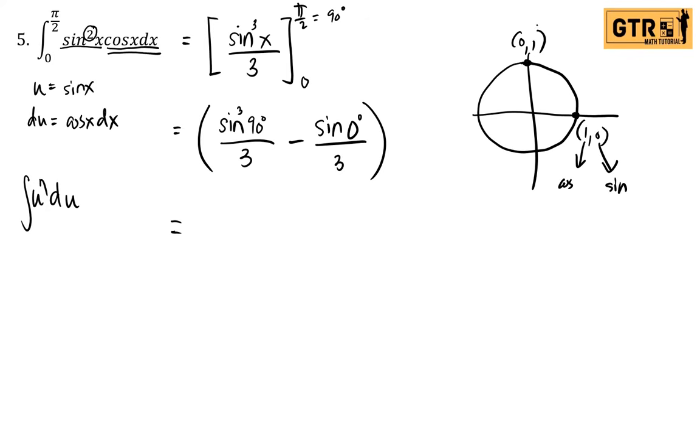So sine 90 degrees is 1, because from the unit circle, x is the cosine and y is the sine. Sine 90 degrees, or sine pi over 2: pi is 180, and 180 divided by 2 is 90 degrees. So our answer will be sine 90 is 1, and 1 cubed is still 1, over 3, minus sine 0. Sine 0 is 0, so we have 0 over 3. The final answer is 1/3.